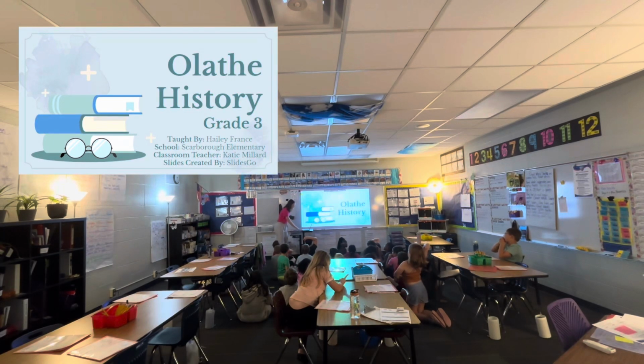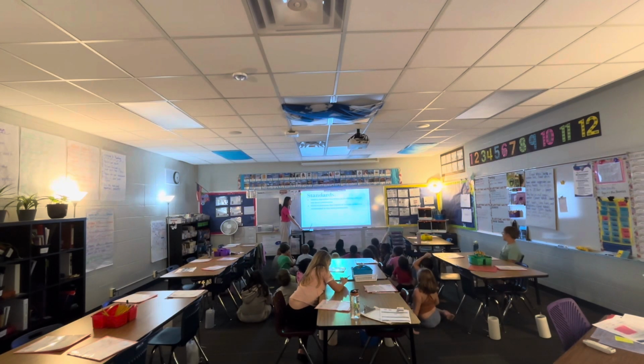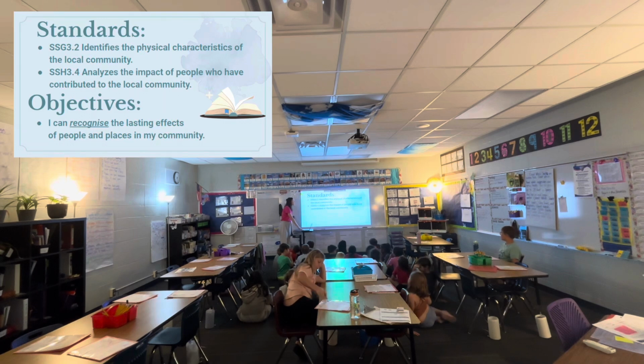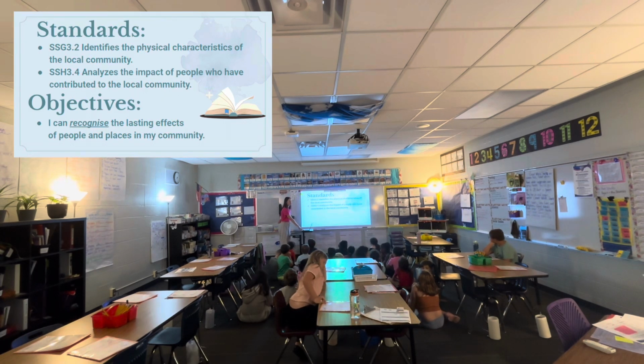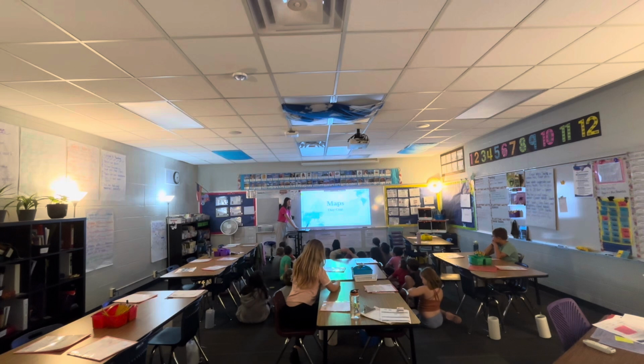About our Olathe history. We're going to be able to identify the physical characteristics of the local community and analyze the impact of people who have contributed to the local community. Which means I can recognize the lasting effects of people and places in my community. Okay, we're going to look at some maps today.